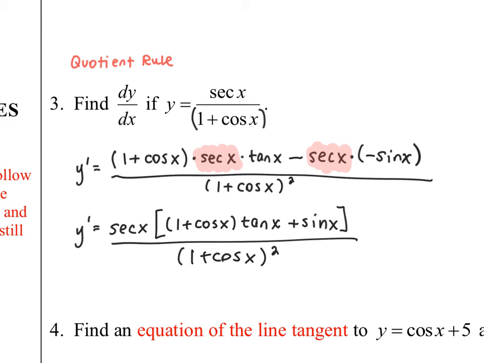And I would say don't try to simplify too much because you might be tempted to cross out that 1 plus cosine x, but algebraically that's not correct because this 1 plus cosine x is not a standalone factor. It is part of this group. So I wouldn't be able to do that, and this is about as simple as I can get.